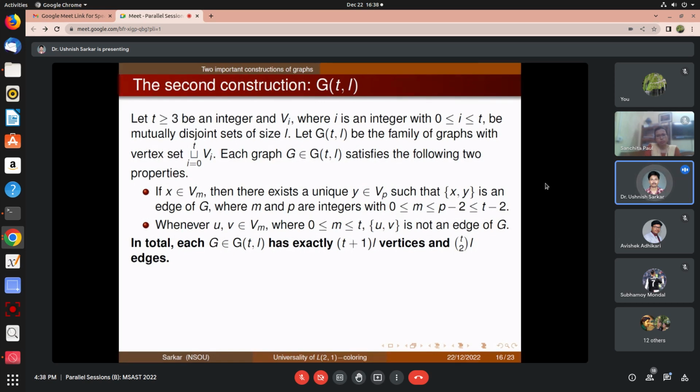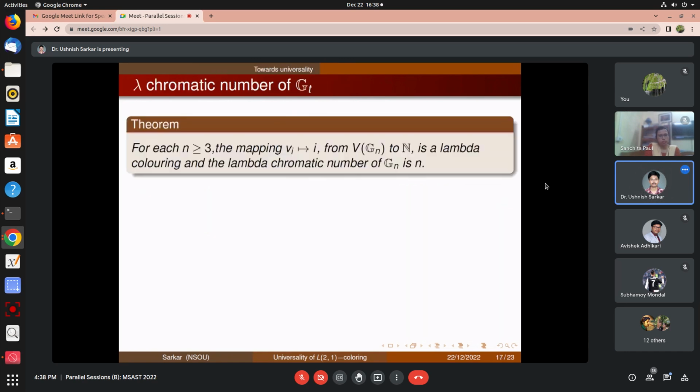Another important point is that if U and V belong to the same vertex class, then we will not assign any edge between them. In that case, it is again very easy to compute that each member of this family G(T,L) has exactly (T+1) times L vertices and C(T,2) times L edges.